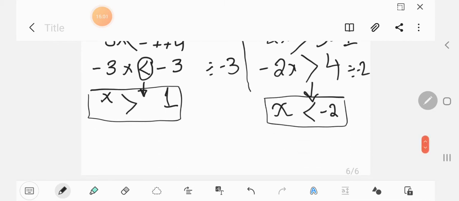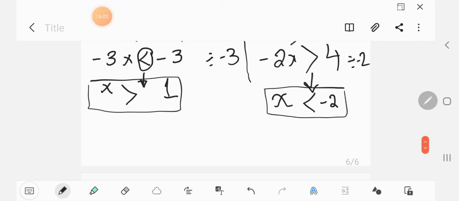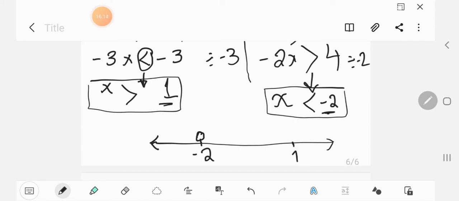On the number line, try to see the difference between the "and" and "or". Which one is first, negative 2 or 1? That's right, negative 2 is first. Here we have negative 2 and here we have 1. Both of them are open circles. X is smaller than negative 2, sorry, we are going to the left. X is greater than 1, going to the right. Excellent.